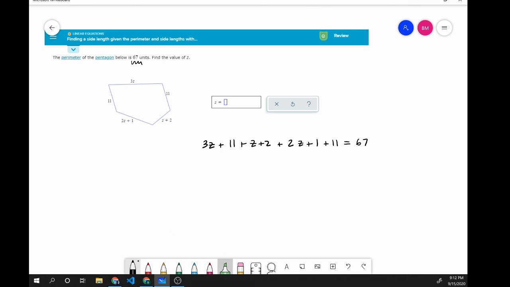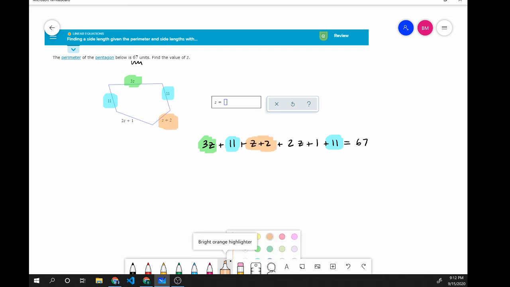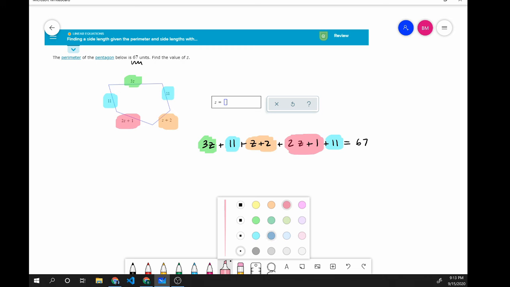So let's go ahead and color code that just so we can see where everything's coming from. 3z, 11. I'll do the same 11s over here. They're both 11. Z plus 2 is right here. And then lastly, 2z plus 1 is right here. And then obviously our perimeter, which we can do like a darker blue. 67 comes right from our perimeter here.